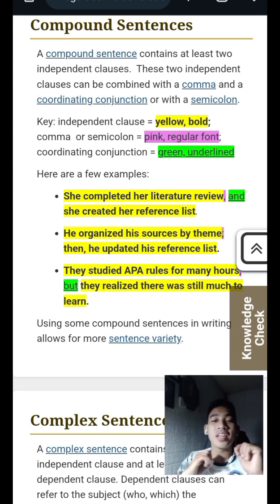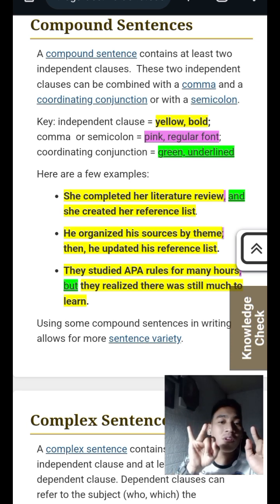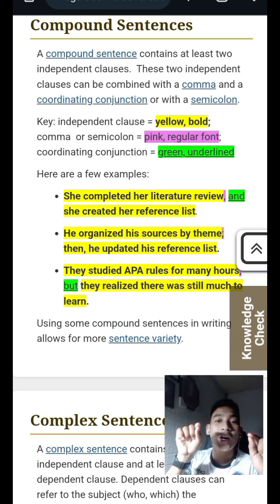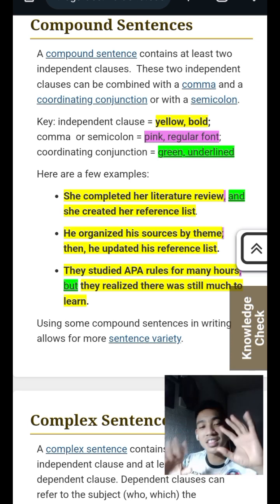Another, he organized his sources by theme. Semicolon, then he updated his reference list. So, take note, we can say it is a compound sentence if the two independent clauses are combined by a comma and a coordinating conjunction or with a semicolon. Take note, comma with coordinating conjunction or semicolon alone.